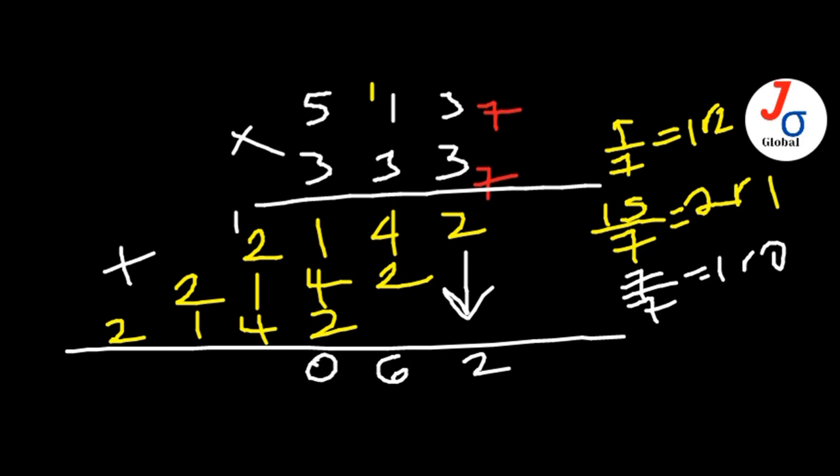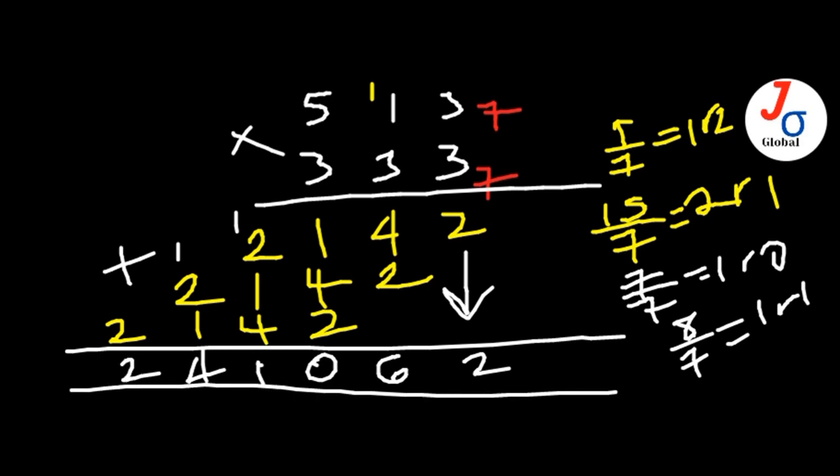So I'm going to write the remainder 0. Carry 1. 1 plus 2 is 3. Plus 1 is 4. Plus 4, that's 8. 8 over 7, and that gives us 1 remainder 1. And I have 1. Then carry up 1. And so I have 1 plus 2 is 3 plus 1 is 4. So 4 is less than 7. It's fine. And then I have 2. So basically, this is my answer: 241062 base 7.